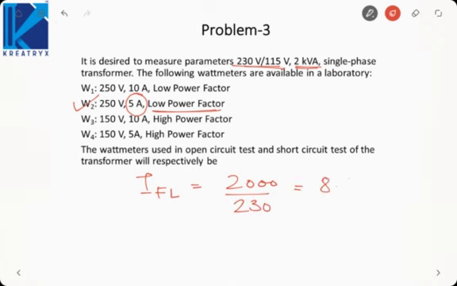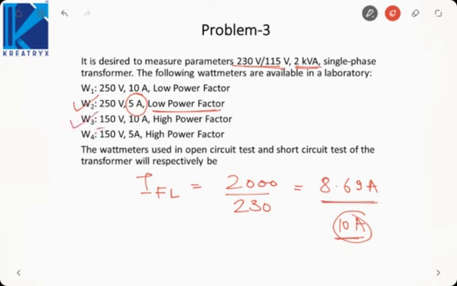It is 8.69 ampere. So we need a wattmeter which has a current rating higher than this. That means we need a current rating of 10 ampere. And power factor at full load will be higher. So we need a wattmeter which has a higher current rating and a high power factor. That means this one.